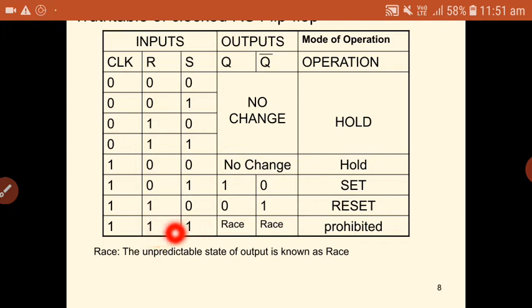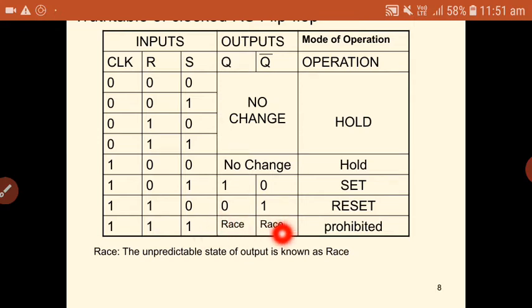If you observe the last combination, the 1 1 combination of R and S inputs, racing occurs. That means this is invalid. The mode of operation is invalid or prohibited. So the unpredictable state of output is known as race. For R is equal to 1 and S is equal to 1, racing occurs for the RS flip-flop. That means the 1 1 combination of RS inputs is an invalid input for the RS flip-flop.